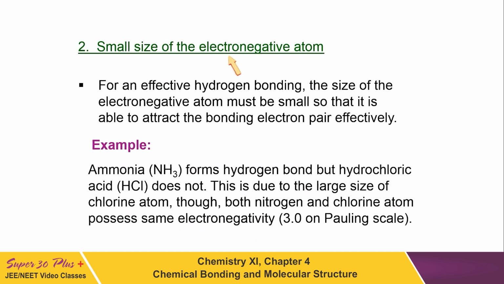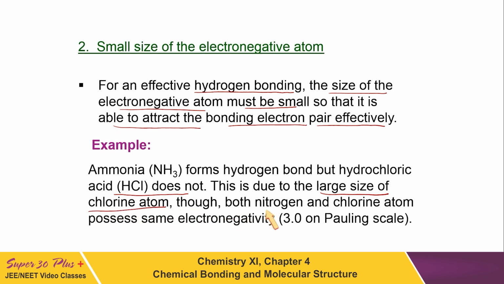The next factor was small size. For good hydrogen bonding, the size of the electronegative atom must be small. Why? So that it is able to attract the bonding pair effectively. If its size is small, it will attract the bonding pair effectively and there will be more chances of forming an H bond. For example, ammonia forms an H bond, but hydrochloric acid does not form an H bond. Why? Because of the large size of the chlorine atom.